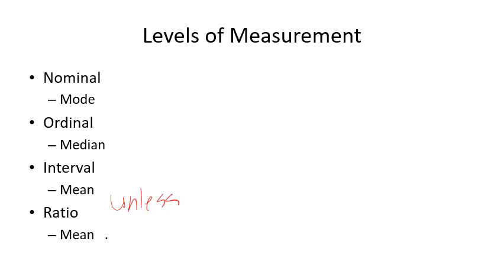Unless outliers are present. What I mean by unless outliers are present is unless outliers are kept in your data. If you didn't find a way to get rid of your outliers, you're not supposed to use the mean, you're instead supposed to use the median.